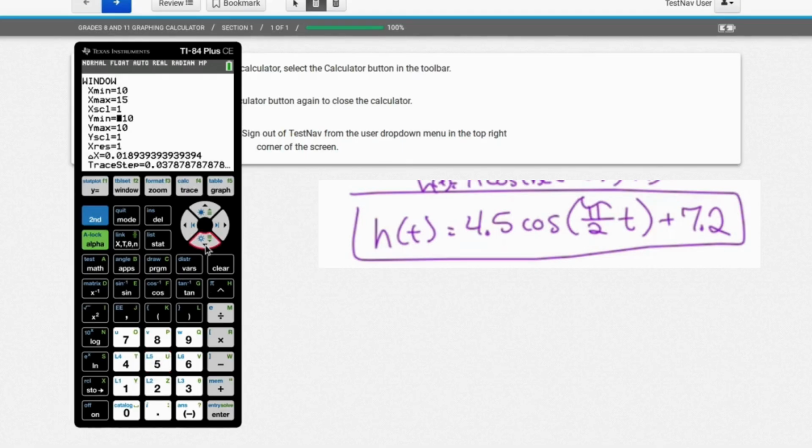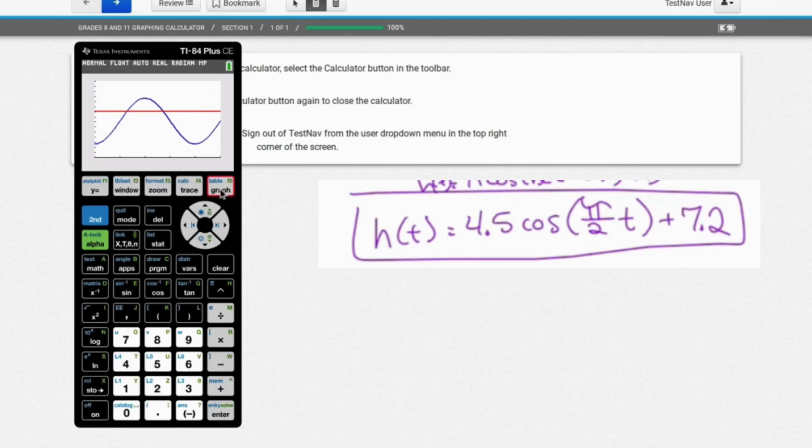Y min will be set equal to 0 because the minimum was like 2 point something, and the maximum was like 11 point something. I don't remember, so we'll just set y max equal to 15, and that should be a good enough picture for us. It is. Now 10 is right here. We care about when it hits 9/11, so y equals 9/11. Graph. So that's the first time it hits it.